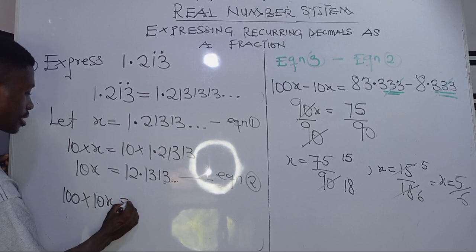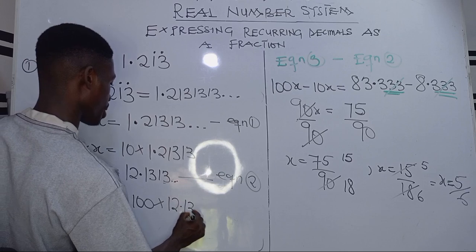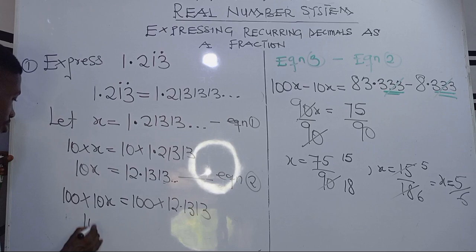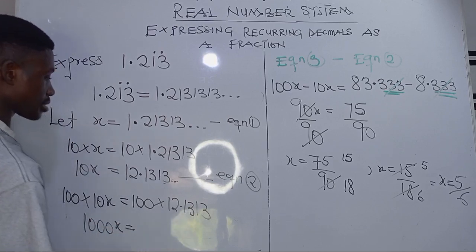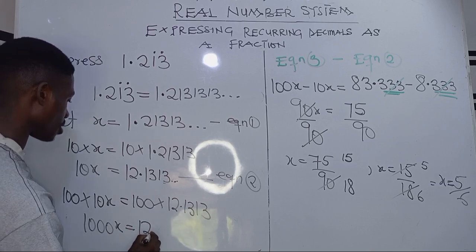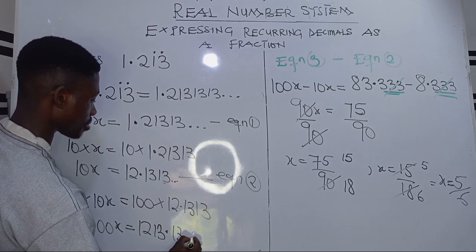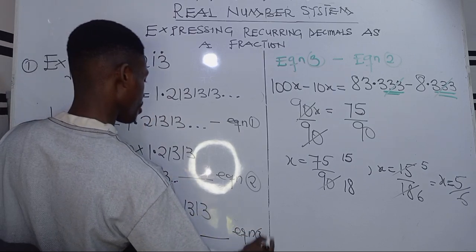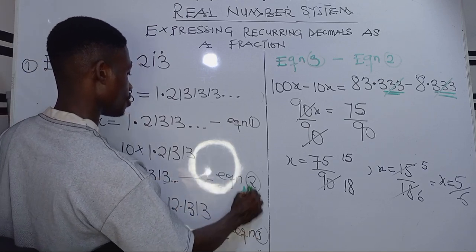So we have 100 times 10x. Then we have 100 times 12.1313. We simplify. 100 times 10x will give us 1000x. And then 100 times 12.1313 will give us 1213.13 up to infinity. We call it equation 3. So what we are going to do is subtract equation 2 from equation 3.